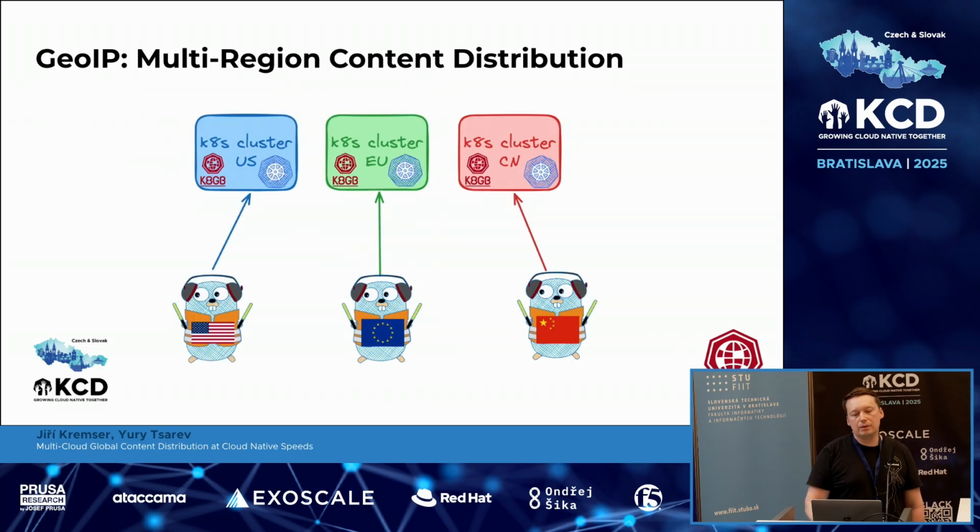And one of them, probably the most advanced from a technical implementation standpoint, is multi-region content distribution. It's a GeoIP strategy where we steer the traffic to the closest location. According to the geography, clients will get to the closest cluster. And with that in mind, Jirka, please take over.